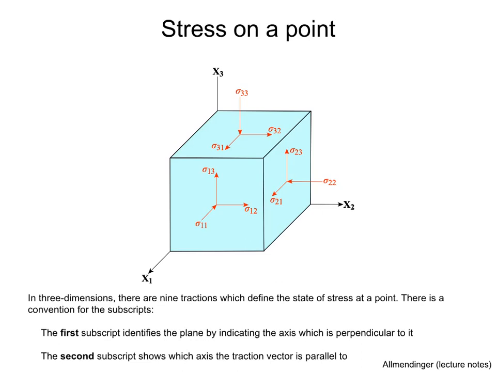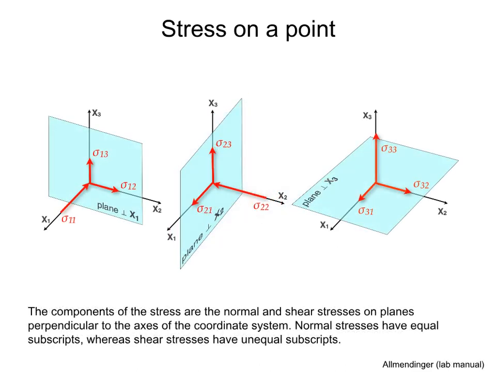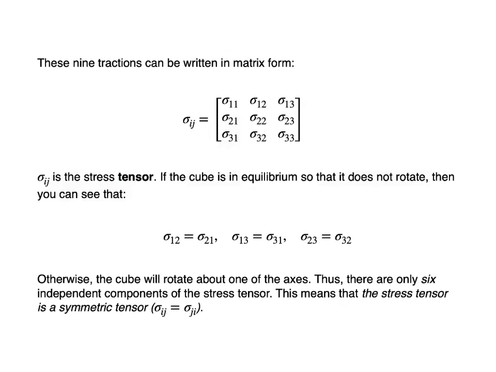For example, sigma 2,1 is the traction acting on the plane whose normal is axis 2, and it is parallel to axis 1. Thus, the components of the stress are the normal and shear stresses on planes perpendicular to the axes of the coordinate system. Normal stresses have equal subscripts, whereas shear stresses have unequal subscripts. The 9 tractions can be written in matrix form. Sigma I, J, is the stress tensor.